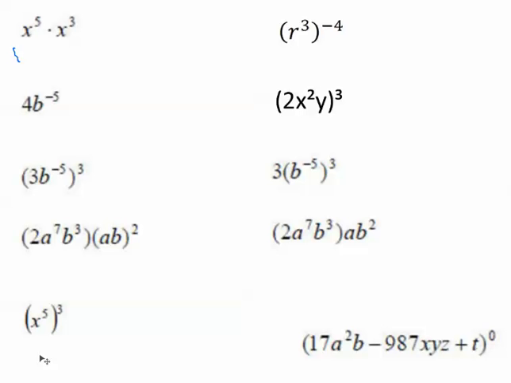X to the 5th means there's 5 x's here. 1, 2, 3, 4, 5. I'm not going to write on my little dot. X to the 3rd means there are 3 x's. So I must have x to the 1, 2, 3, 4, 5, 6, 7, 8. I added those exponents, didn't I? The 5 and the 3 got added when I multiplied. X to the 8.